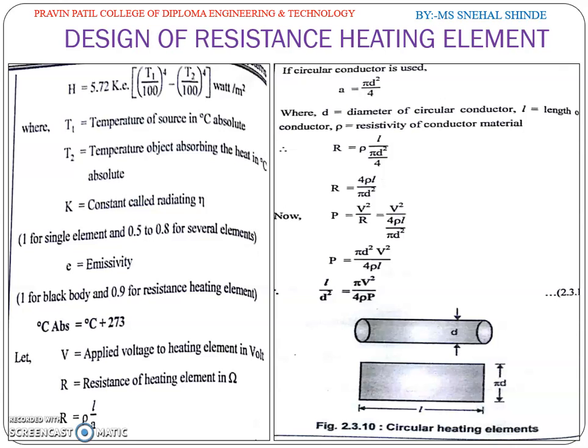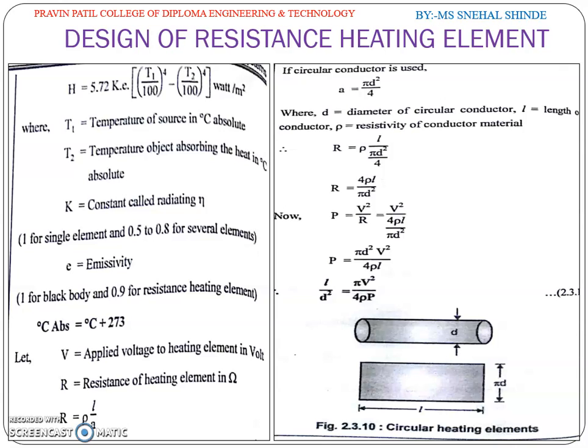When the heating element reaches steady state temperature, all electrical input is given out as heat. According to Stefan's law, the heat radiated to the charge is given by H equal to 5.72 K into E bracket (T1 divided by 100) raised to 4 minus (T2 divided by 100) raised to 4.